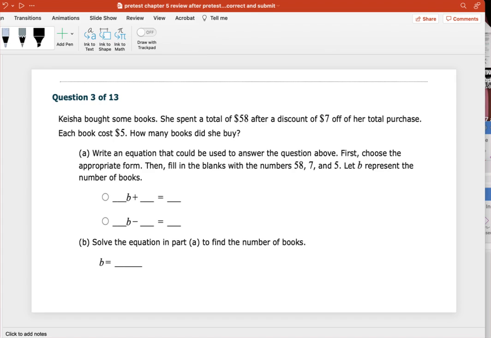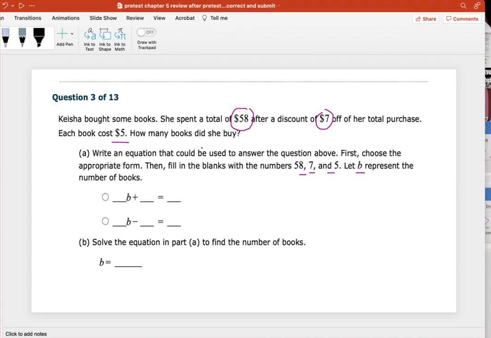Question 3. Keisha bought some books. She spent a total of $58 after a discount of $7 off of her total purchase. Each book cost $5. How many books did she buy? Write an equation that could be used to answer the question above. First, choose the appropriate form. Then fill in the blanks with the numbers 58, 7, and 5. Let B represent the number of books. Then we're going to solve the equation in part A to find the number of books.